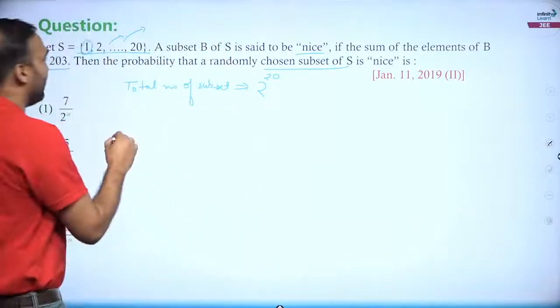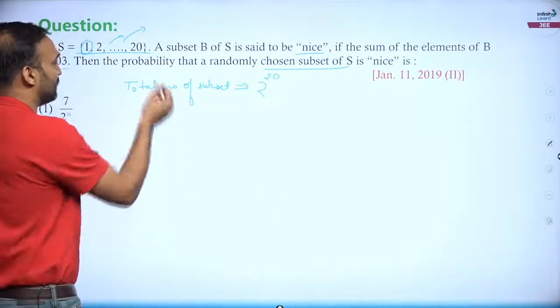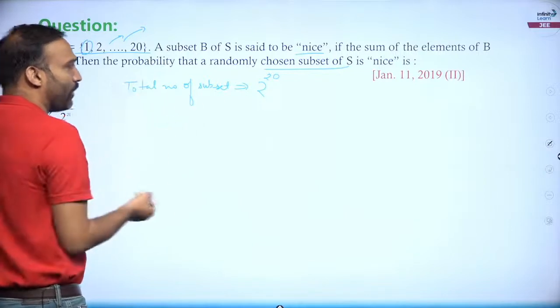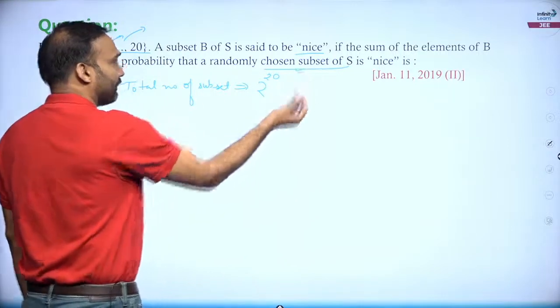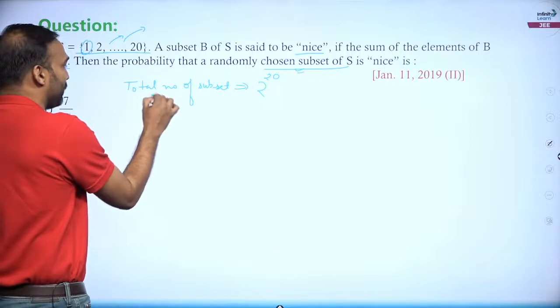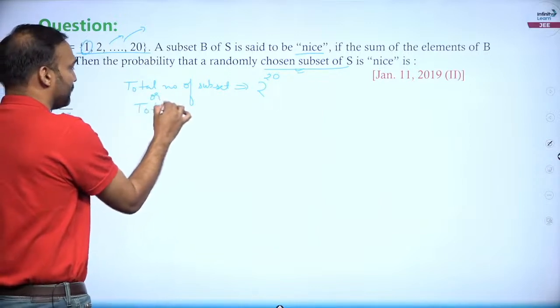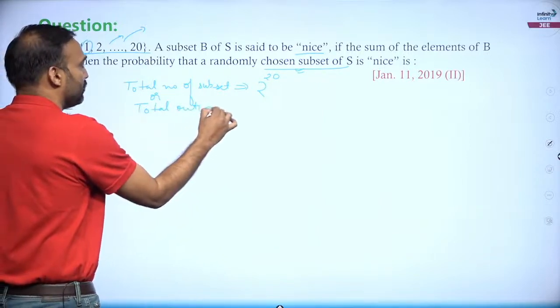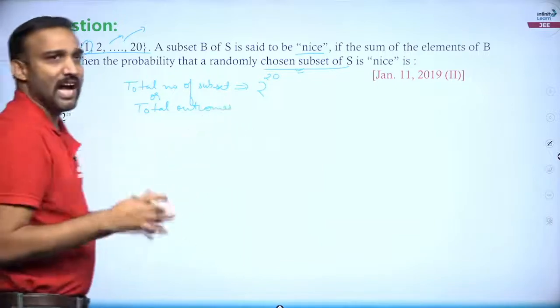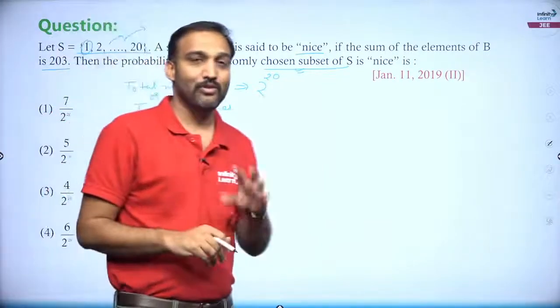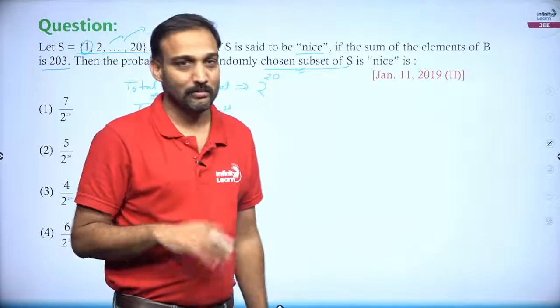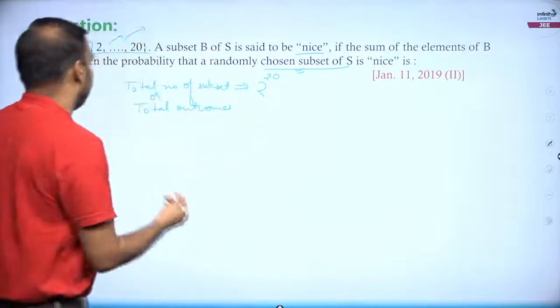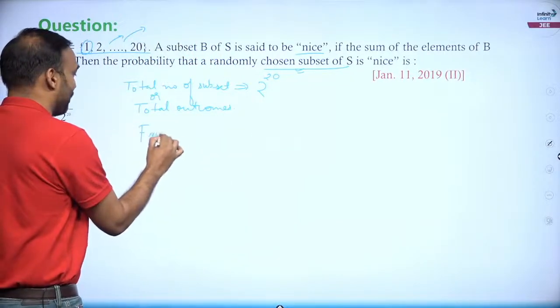So if I find out the total number of outcomes in this particular case, total number of outcomes will also be equal to total number of subsets. So this is also equal to total outcomes. So one part is done, right? Or I can say half of the question is done. I have got the total outcomes possible. Now we have to find out the favorable. The whole story is hidden in the favorable cases.